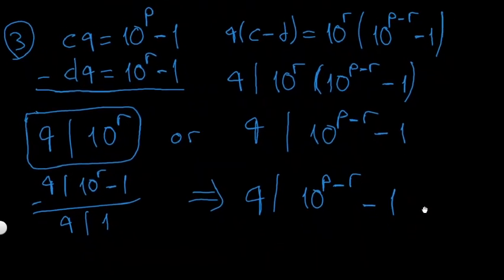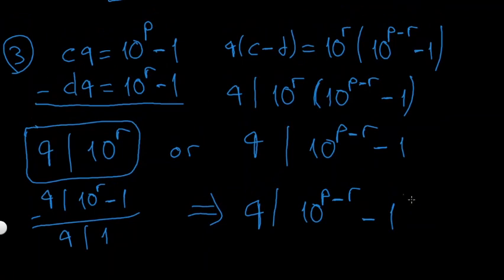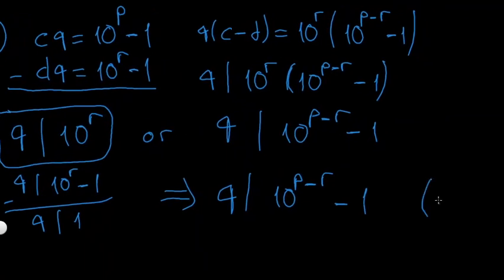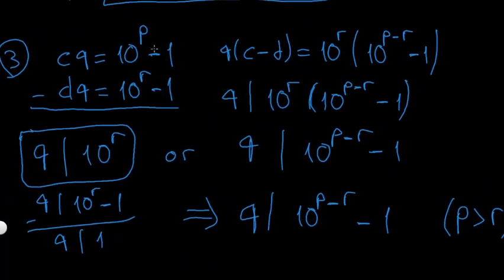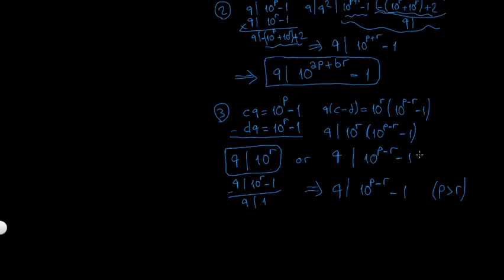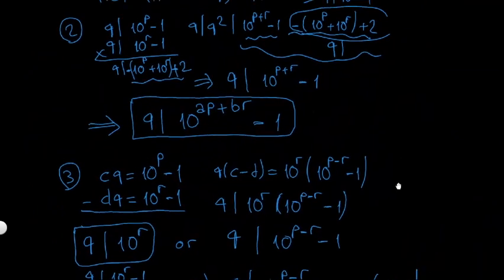Okay, so what I said in this third property is that if p is bigger than r and q divides 10^p - 1 and 10^r - 1, q would also divide the difference of the powers, 10^(p-r) - 1. Okay, perfect. We are done. After this point, we will just try to combine them.